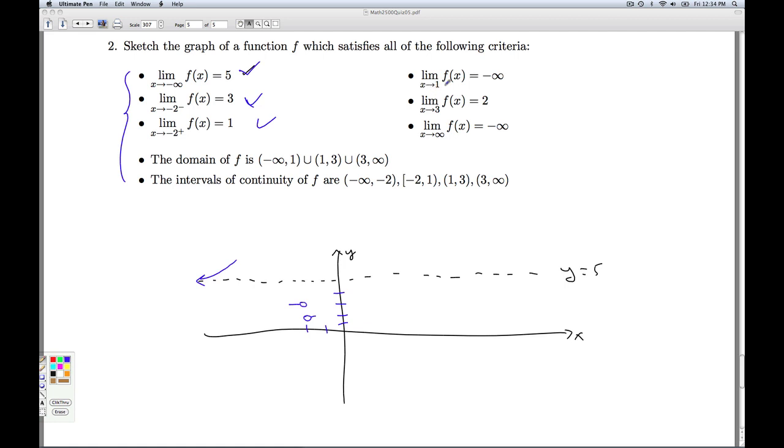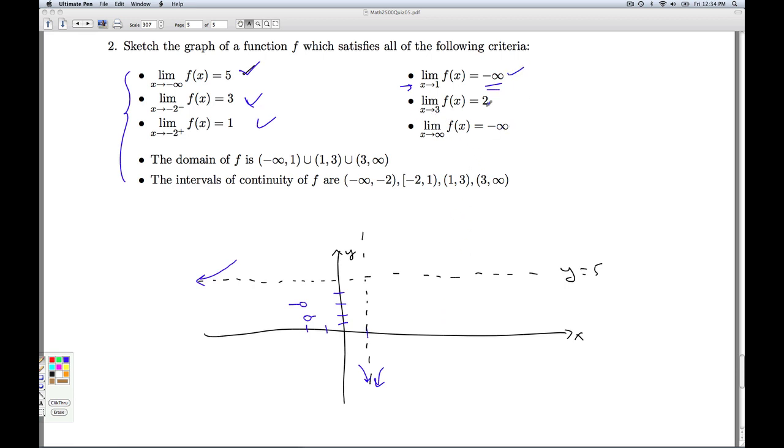The limit as x goes to 1 of f of x is -infinity. Okay, so here's x equals 1. Now, notice that there's no plus or minus above that 1. That means that when I come into 1 from both directions, I'm heading to negative infinity. So I've got a big old vertical asymptote there. And on both sides, I'm heading to negative infinity. So that's what that means.